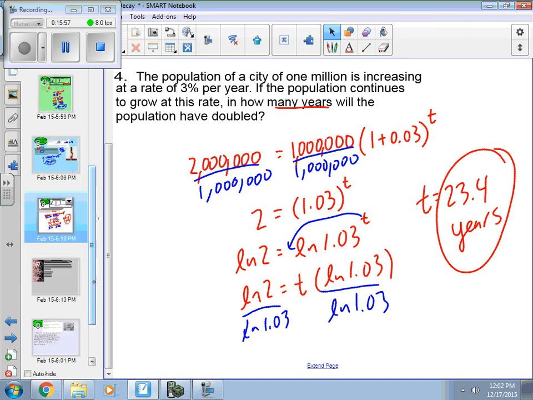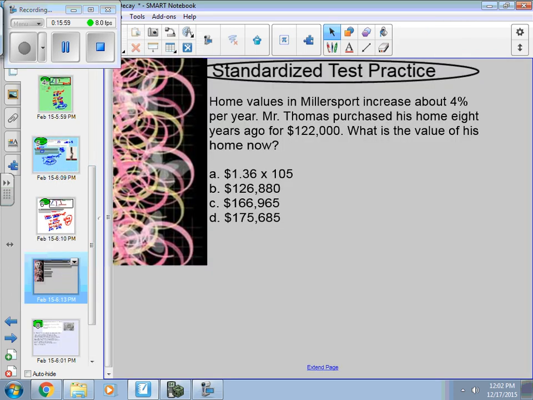All right. The next one, there's usually a couple of these on the ACT test. So here's a standardized test practice question. Home values in Millersport increase about 4% per year. Mr. Thomas purchased his home 8 years ago for $122,000. What's the value of his home now? Why don't you pause the video and see if you can pick the correct solution. If this was like an ACT test, which one would you go with?